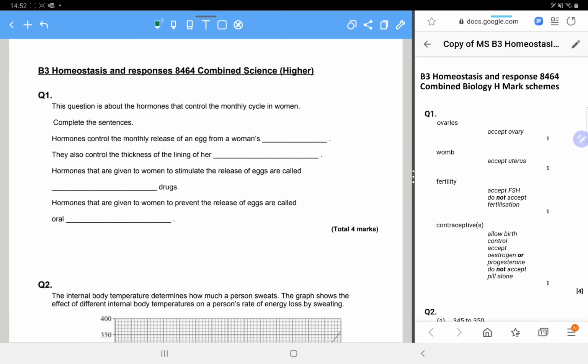Hi everyone, so we're going to go through the half-term papers and this is homeostasis and responses, so this is B3. The things that we need to be looking at when we're thinking about this paper are nerves, hormones, and the things that we've learned within those topics.